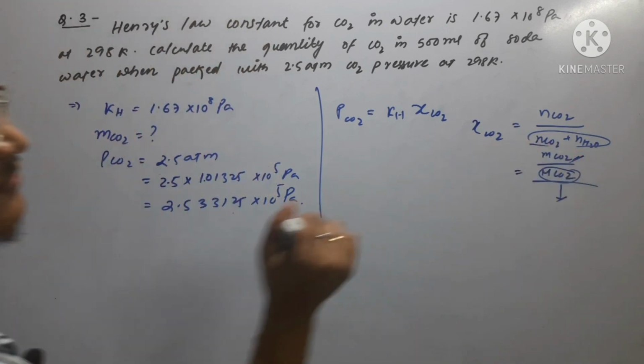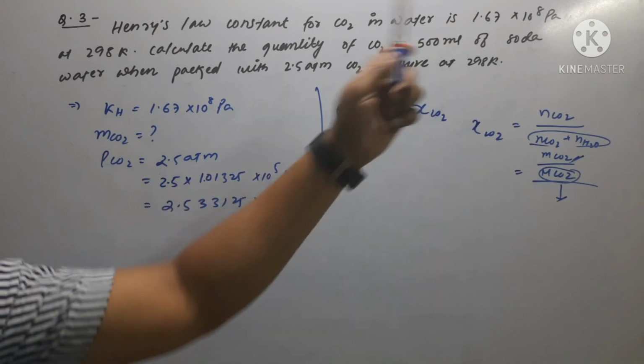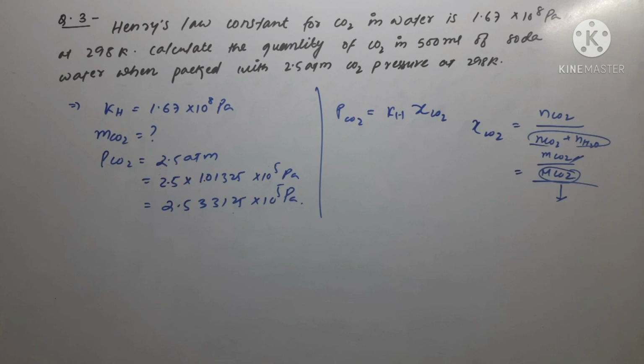So from there we could find out the mass of CO2 which is dissolved in 500 ml of soda water. Okay, so up to this we can easily do that. Now look at it, guys. As we have these values here, from there what can we say?